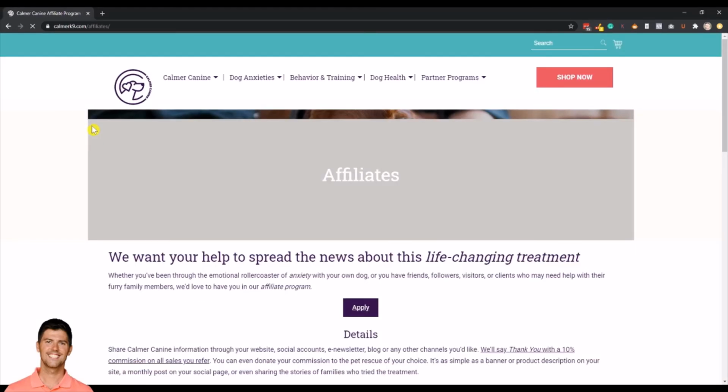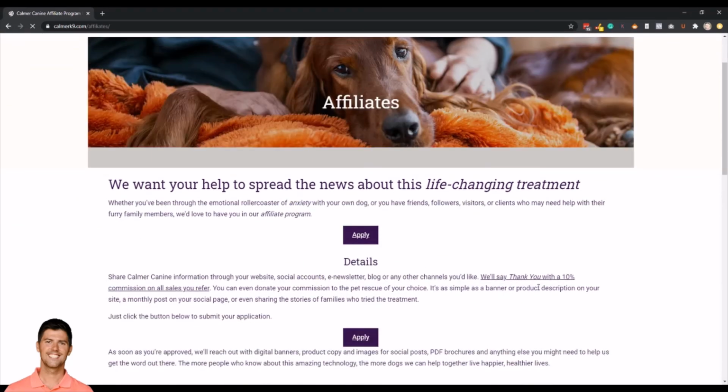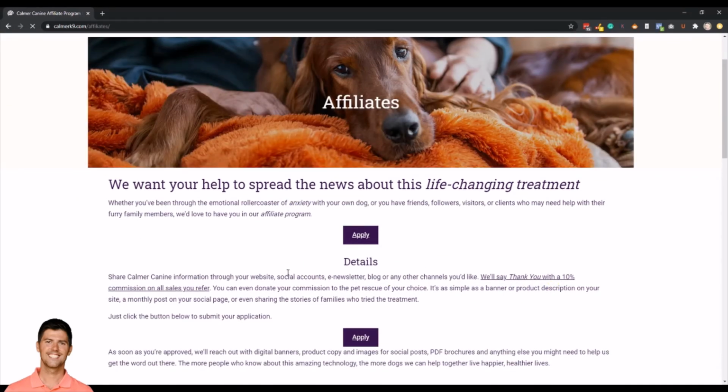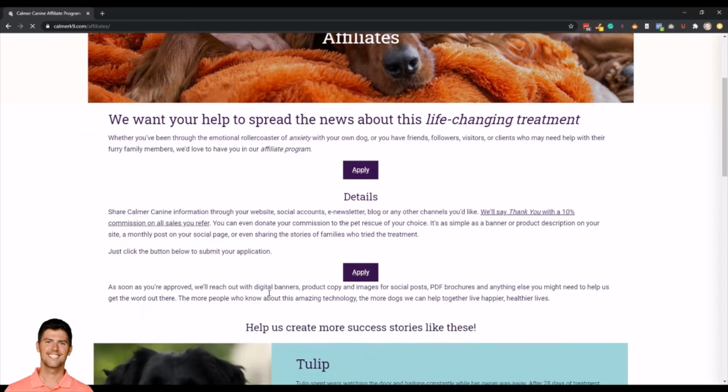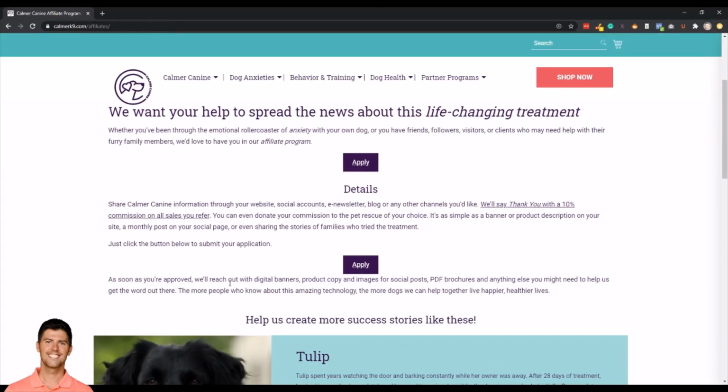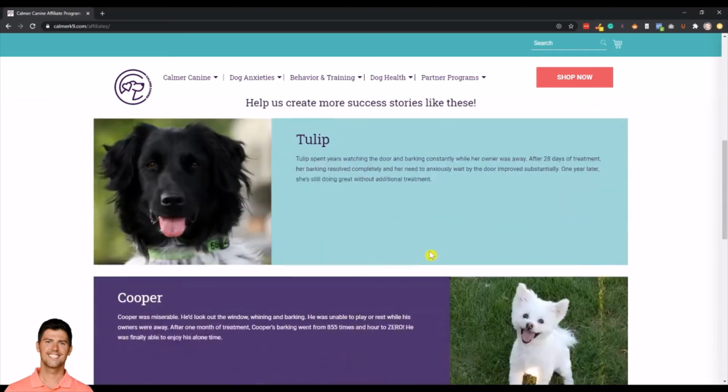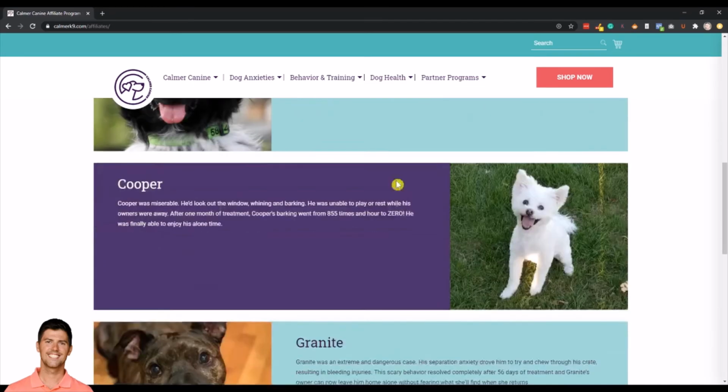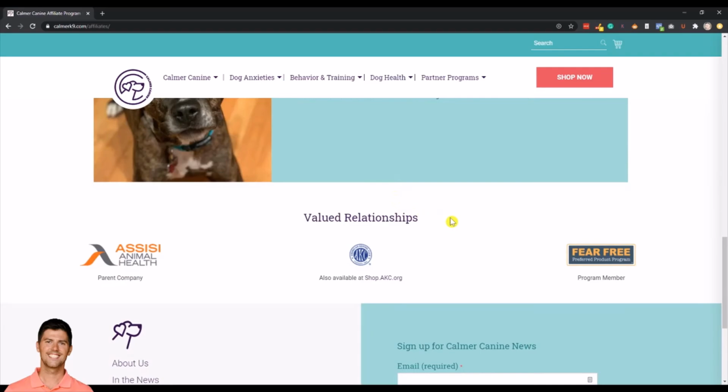Now when I get there, it's going to go over this affiliate program with me. And it looks like you'd get 10% commissions on any sale that you refer. There is an application and approval process, so they're going to look at your site probably and see if you're a good fit. And they usually get back pretty quickly because they're going to want you to promote their stuff.